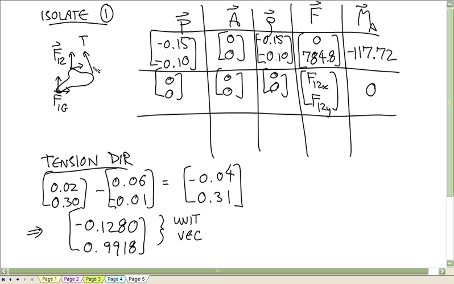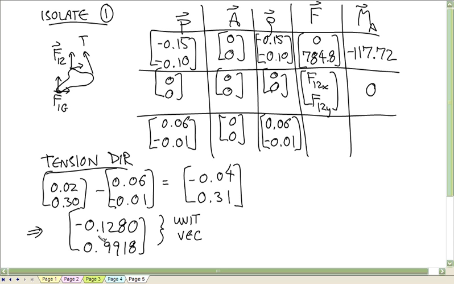Okay, so that force acts at the point B, which is 0.06, negative 0.01. The about point is 0, 0. Rho is 0.06, negative 0.01. And then the force vector is this times that tension T. So negative 0.1280 T, positive 0.9918 T. And if you do that cross product, you get, I believe, 0.05823 T.